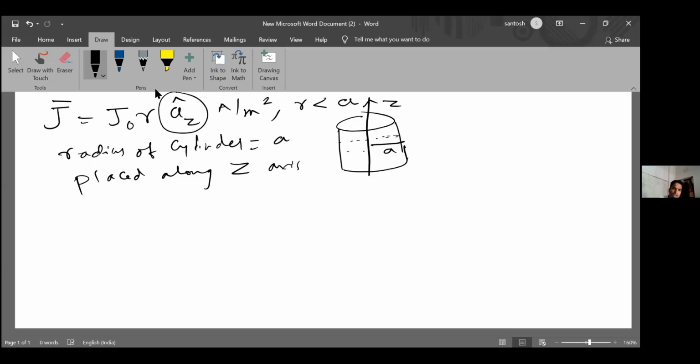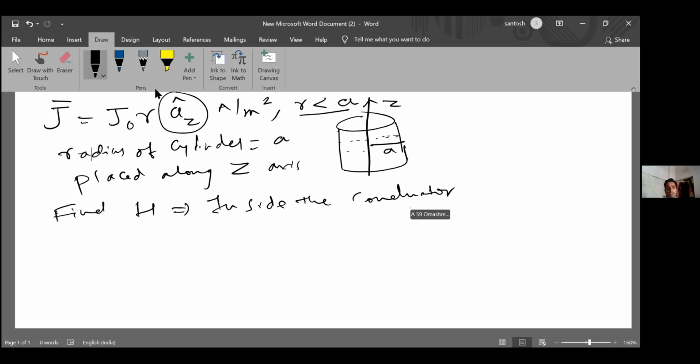Now we need to find what? We need to find H inside the conductor. So what all things have we been given? A cylinder of radius A, the current density for r less than A is given, and it is placed along the z-axis. We need to find H bar inside the conductor and also outside the conductor.